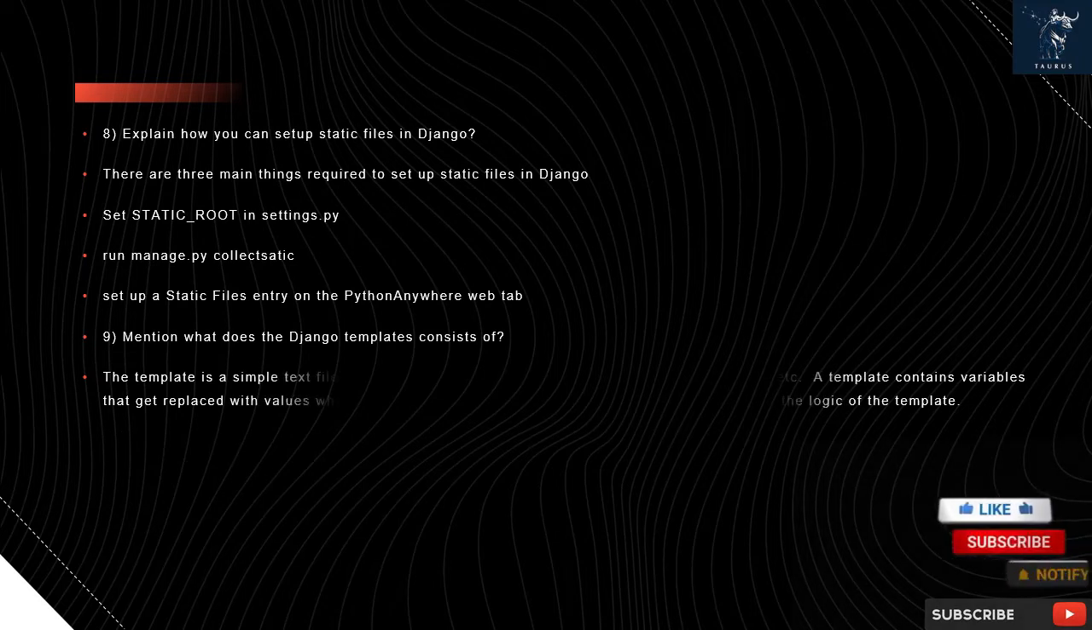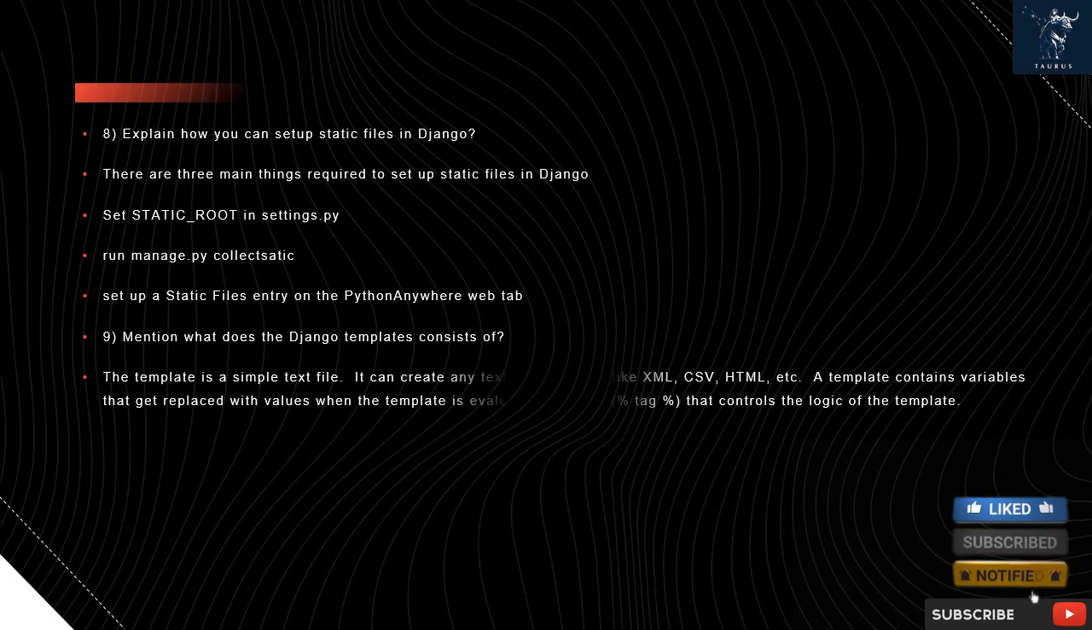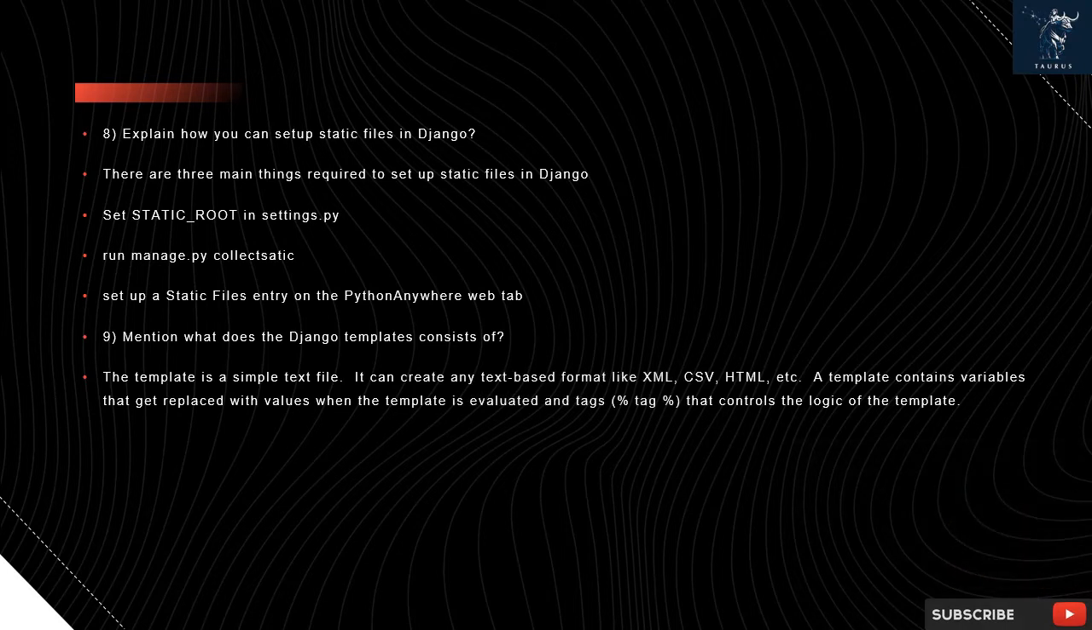8. Explain how you can set up static files in Django. There are three main things required to set up static files in Django: set STATIC_ROOT in settings.py, run manage.py collectstatic, and set up a static files entry on the PythonAnywhere web tab.